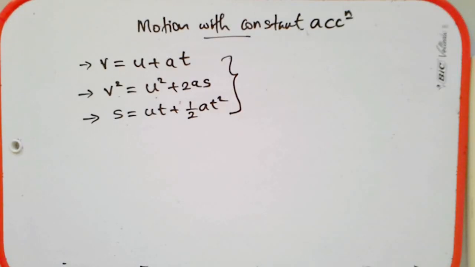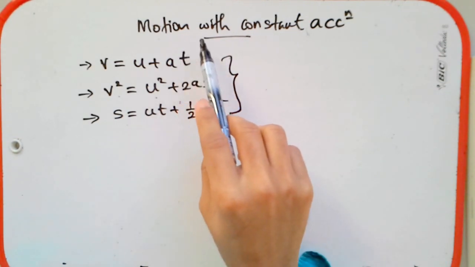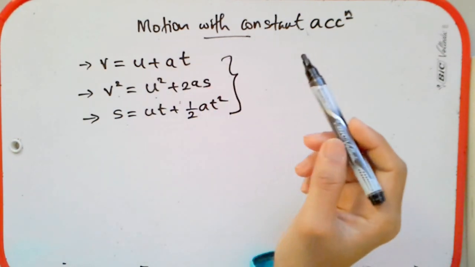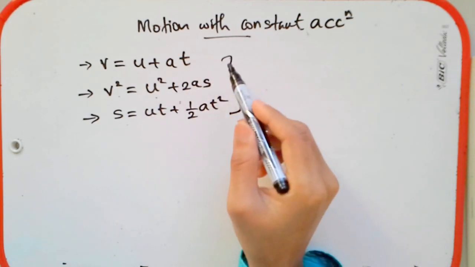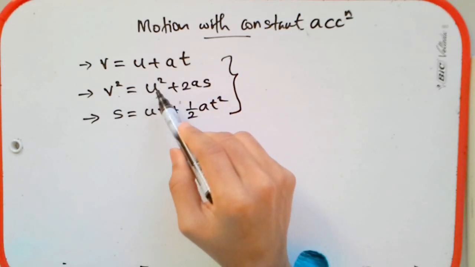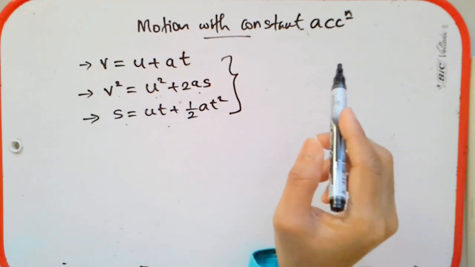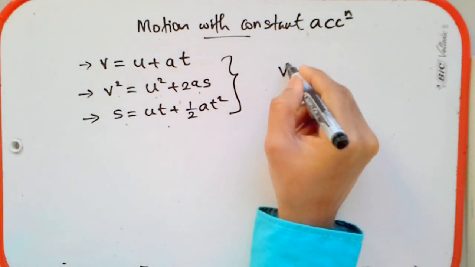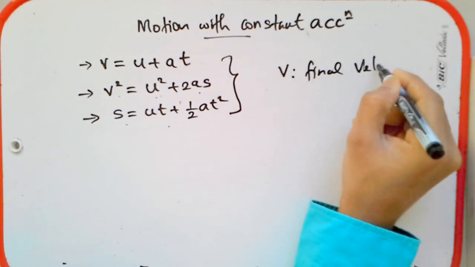Hello. So today I thought to do some problems under motion with constant acceleration. Here you should know three main equations: v equal to u plus at, v squared is equal to u squared plus 2as, s equal to ut plus half at squared. Here v stands for final speed, the final velocity.